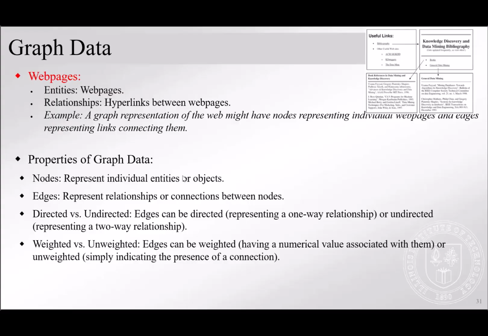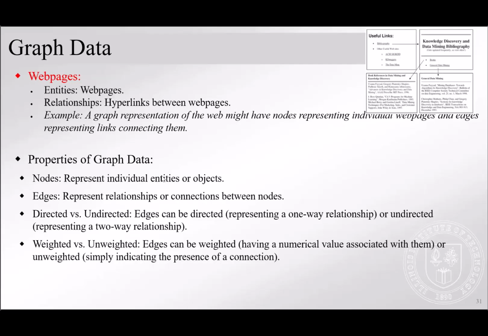So why does it matter? These properties matter because they determine what questions we can ask and what algorithms we can use. Shortest path, for example, in a weighted graph is different from the unweighted. Centrality measures change with directed against undirected edges. So the question here is what we can do with this data.